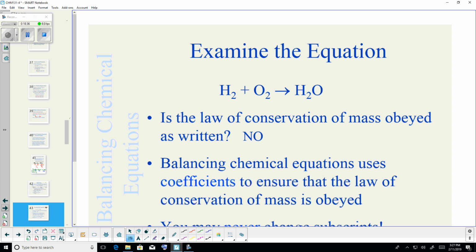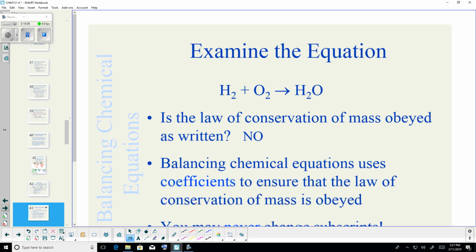H2 plus O2 goes to H2O. Is the conservation of mass obeyed as is written? No. We have 2 hydrogen on the left, 2 hydrogen on the right. We have 2 oxygen on the left, but only 1 on the right. So how do we balance it? We can only use coefficients. Here's a rule you remember. Never, ever, ever, never, under any circumstances, change the subscripts. If you change the subscripts, you're going to change the compound.